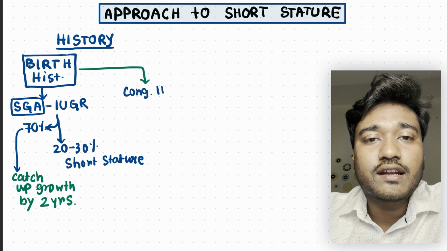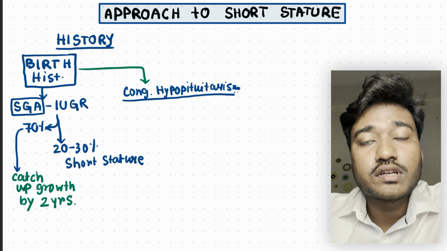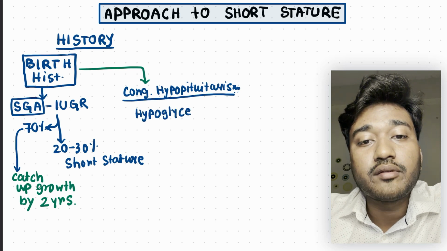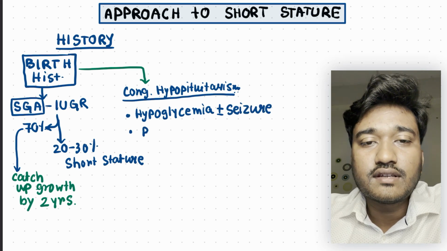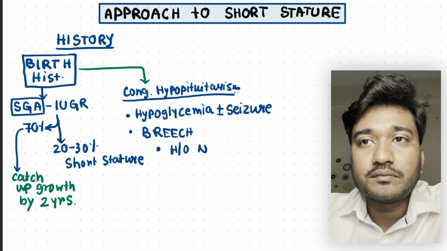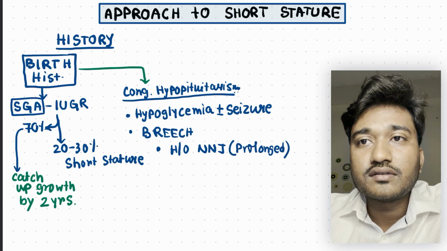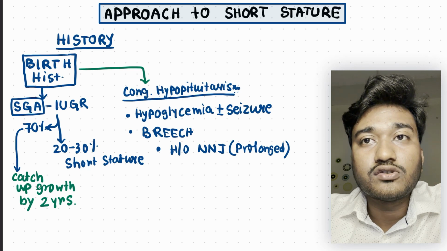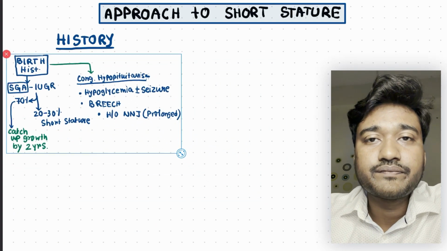So in birth history, another thing is very important for congenital hypopituitarism. In case of congenital hypopituitarism, you must be knowing that there is hypoglycemia. This hypoglycemia could be either symptomatic or asymptomatic. If it is asymptomatic, you have only hypoglycemia, but if symptomatic, there may be seizure. So hypoglycemia plus minus seizure, breech presentation, and also history of neonatal jaundice. A history of prolonged pathological neonatal jaundice should be there in case of congenital hypopituitarism. Please note it. So from birth history, these two things are very important.